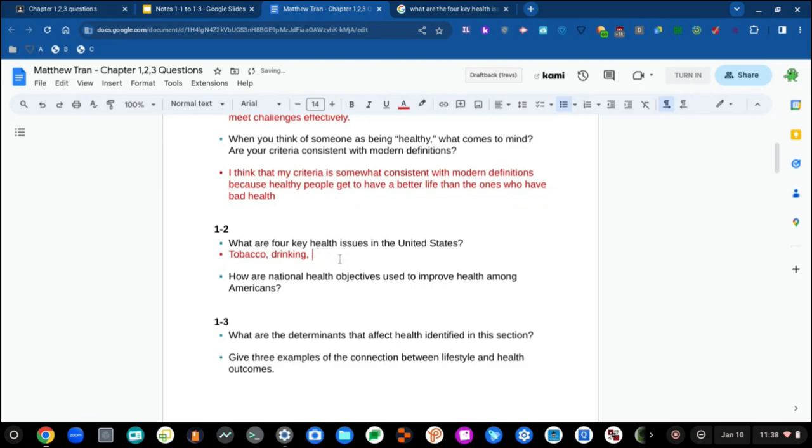The term defines a range of personal, social, economic, and environmental factors. So what are the things that influence the determinants of health? Let's go through that. So basically, what influences your health?